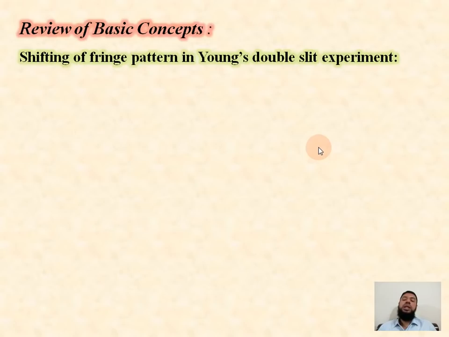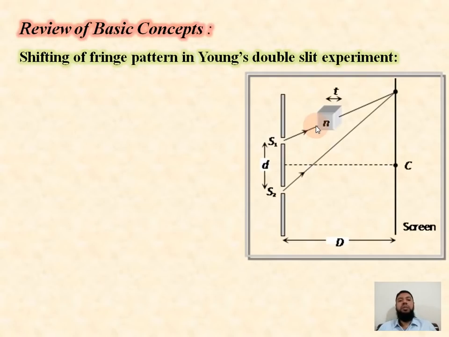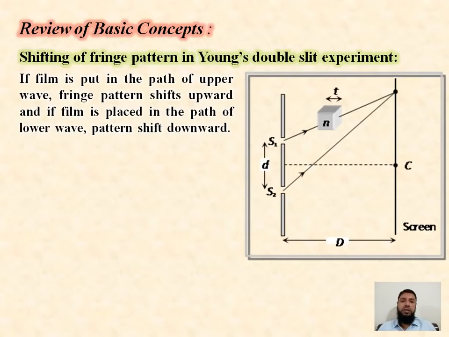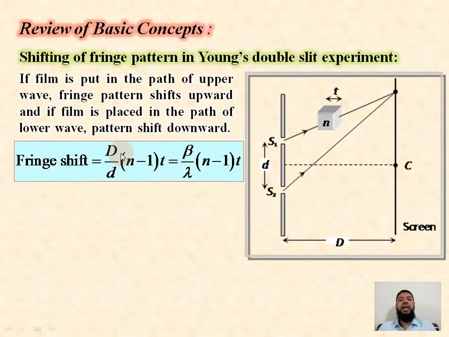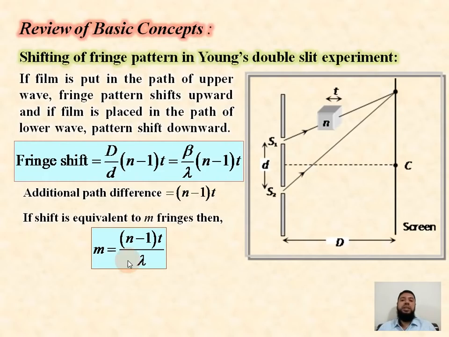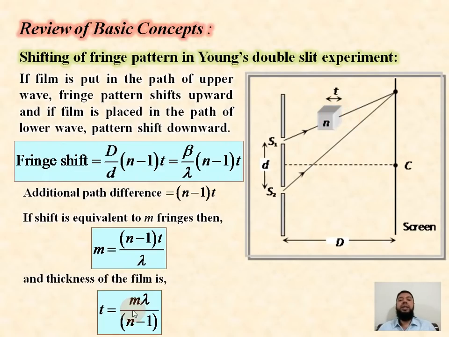Now if I introduce a thin transparent film on the path of the light, then we observe a shift in the fringe pattern, and this fringe shift can be expressed as D by d into (n minus 1) into t, or beta by lambda into (n minus 1) into t. If the number of fringes shifted is m, then m is given by (n minus 1) t by lambda, and the thickness of the thin film can be expressed as m lambda by (n minus 1).